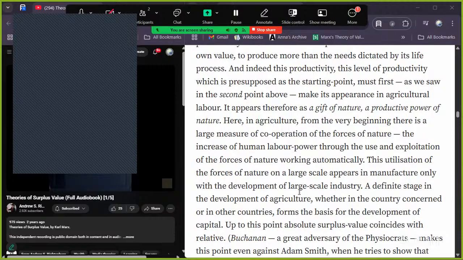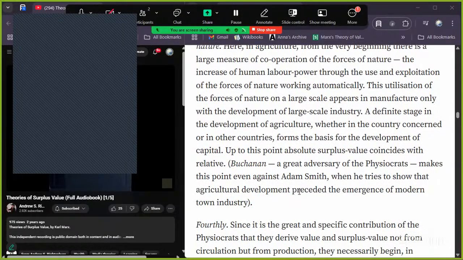Here, in agriculture, from the very beginning, there is a large measure of cooperation of the forces of nature, the increase of human labor power through the use and exploitation of the forces of nature working automatically. This utilization of the forces of nature on a large scale appears in manufacture only with the development of large-scale industry. A definite stage in the development of agriculture, whether in the country concerned or in other countries, forms the basis for the development of capital. Up to this point, absolute surplus value coincides with relative.